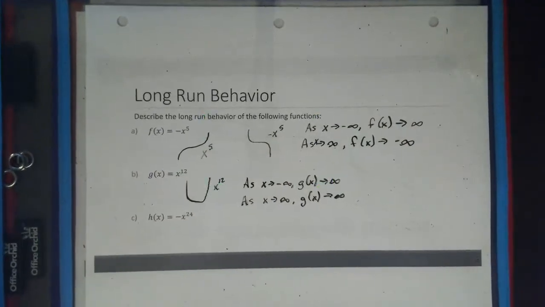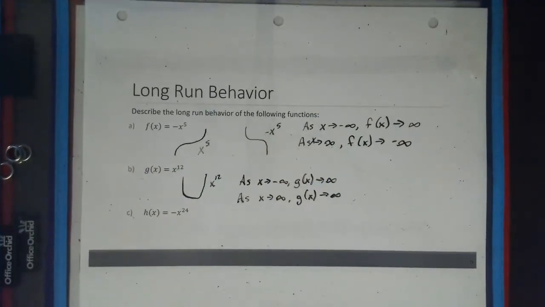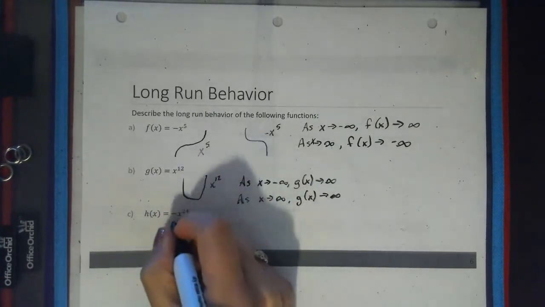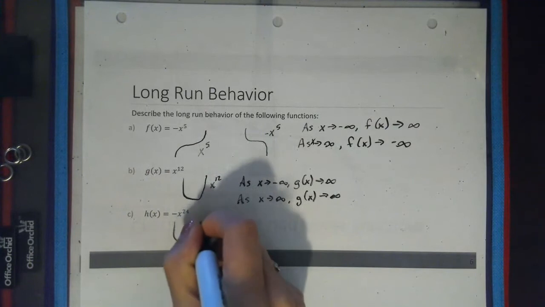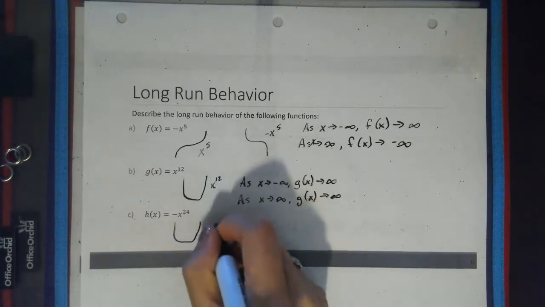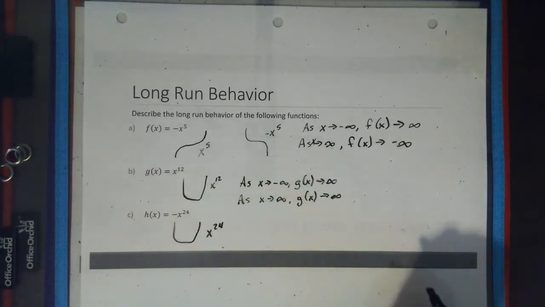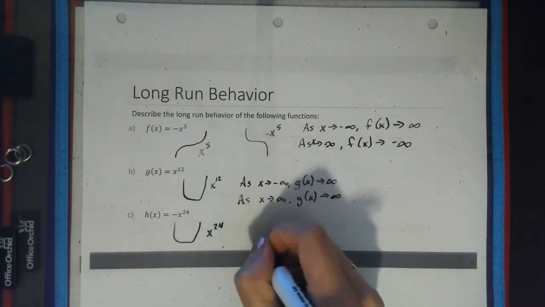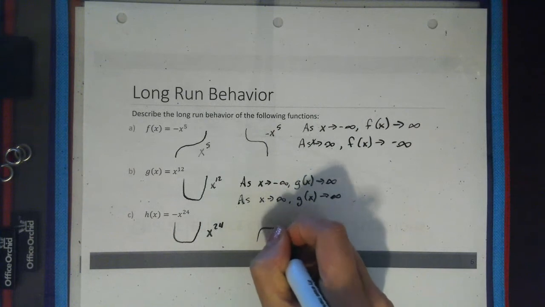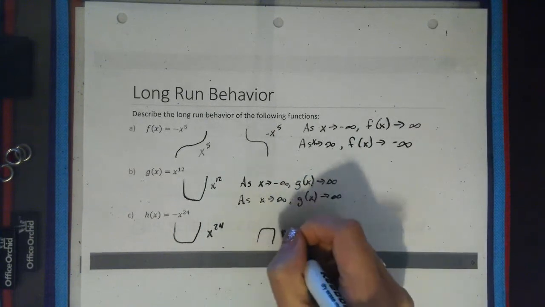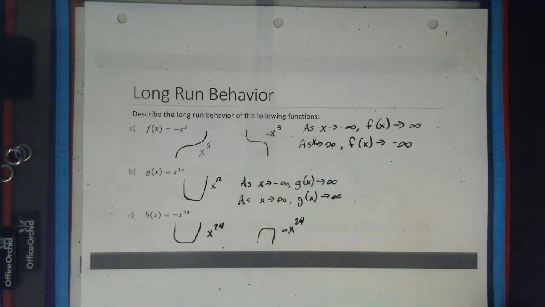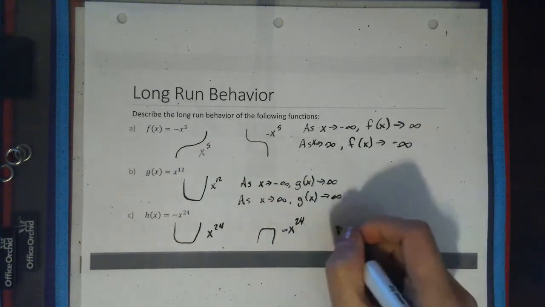Next up, we're going to look at h of x, which is negative x to the 24th. So again, we have that even power function. If we were to graph x to the 24th, it would look something like that. But kind of like the first example, we have a negative out front. That negative gives us a vertical reflection. So if we reflect it, it's going to look something like that. And that's going to look like a rough sketch of negative x to the 24th.